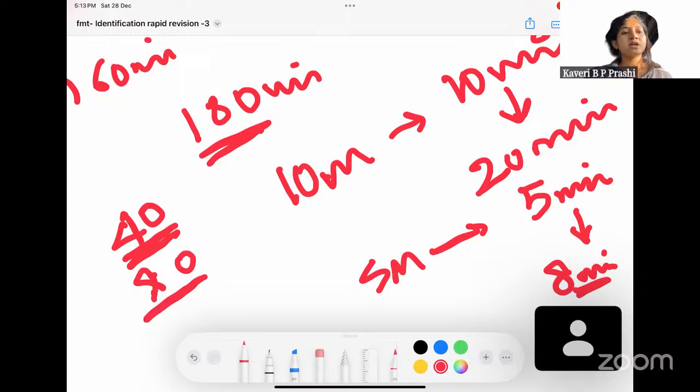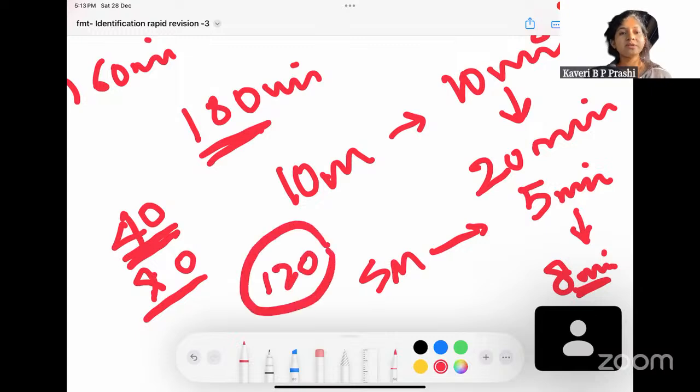So how much is 40 plus 80? How much does it come to? It comes to 120. So you have finished 120 minutes. How many minutes are remaining? So you have around 60 minutes remaining. That is by this time. That means in 2 hours, you're supposed to finish your 10 markers as well as 5 marker.